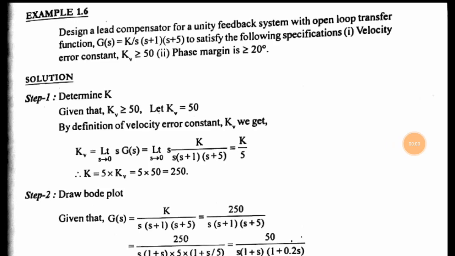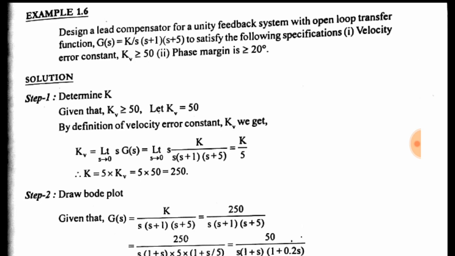Okay, in this video we will look into the lead compensator in control system. The question here we have to deal with is: design a lead compensator for a unity feedback system with open loop transfer function G(s) = K / (s(s+1)(s+5)), and we need to design that lead compensator in order to get the velocity error constant Kv greater than or equal to 50 and phase margin greater than or equal to 20 degrees.